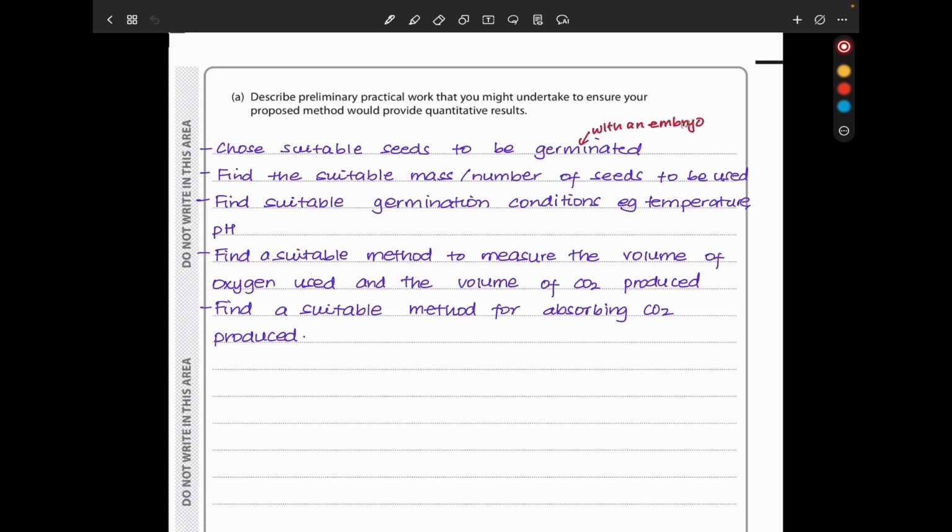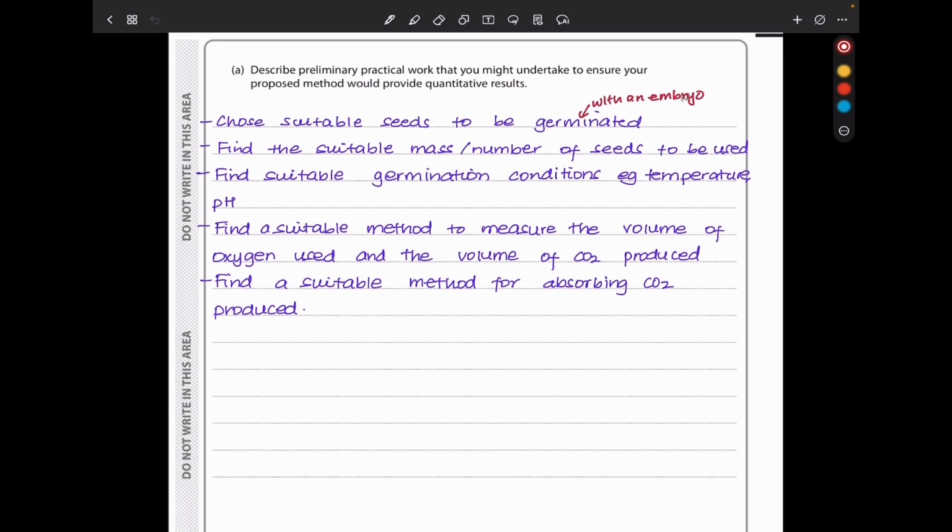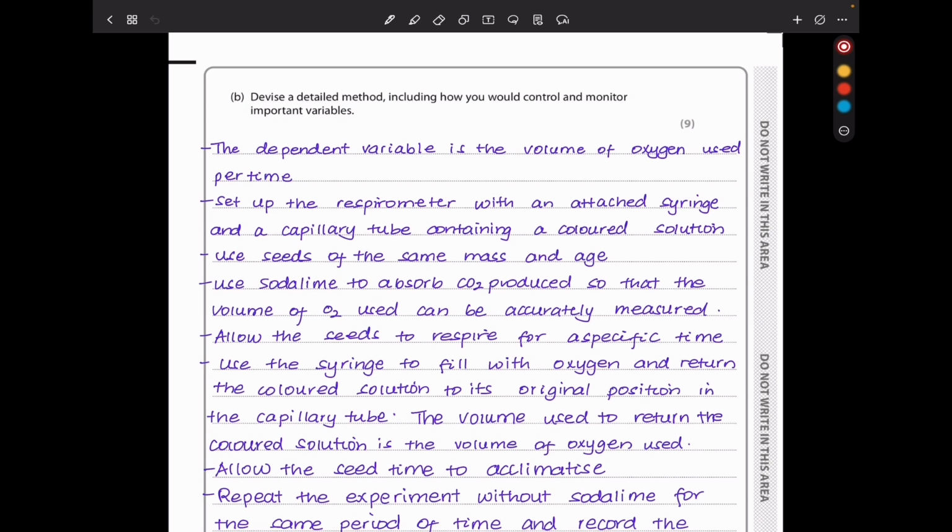So I said, choose suitable seeds to be germinated, find a suitable mass or number of seeds to be used, also find suitable germinating conditions like temperature and pH, find a suitable method to measure the volume of oxygen used and the volume of carbon dioxide produced, and then find a suitable method for absorbing carbon dioxide produced. In part B, devise a detailed method including how you would control and monitor important variables.